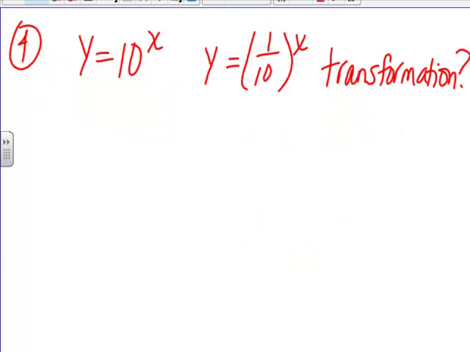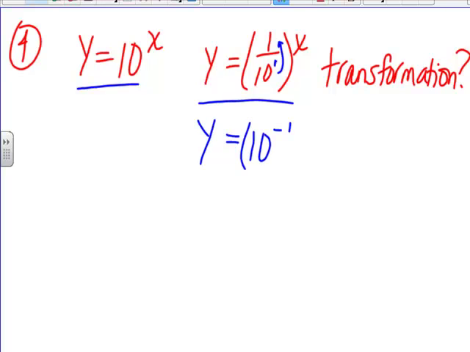Okay, a couple other things I want you to think about. Do you know what y equals 10 to the x looks like and what y equals 1 over 10 to the x looks like? I just want to review with you the fact that 1 over 10, remember there's really a little 1 above that. If I were to ship that upstairs, that becomes 10 to the negative 1 to the x power, which becomes 10 to the negative x.